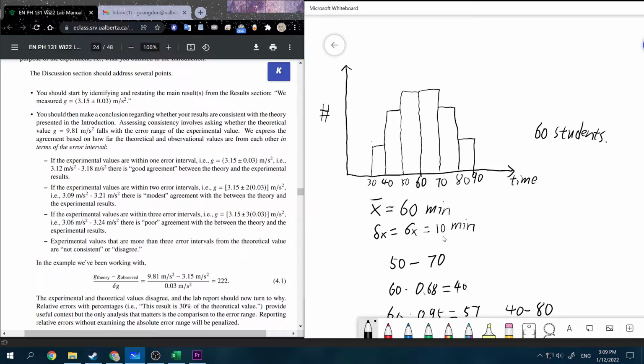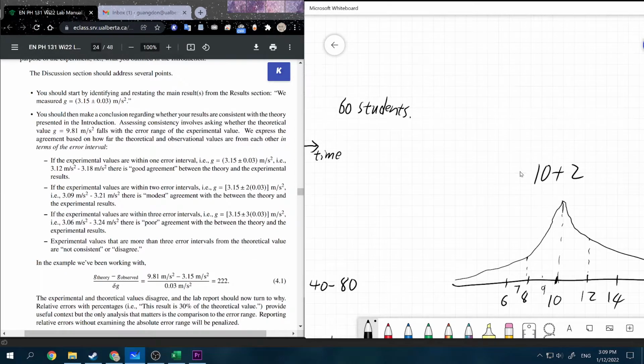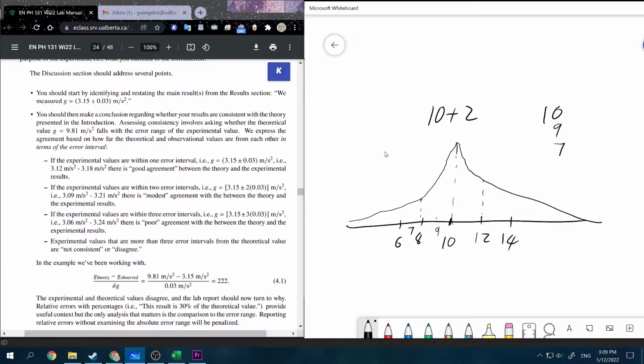So this standard deviation of the error is actually a measure of the spread of your data. So if it's within 2 standard deviations but above 1 standard deviation, we say it's a modest agreement. And then if it's after 3 standard deviations away, which is like this range or that range, then we say that it's very unlikely that our measurement is matching the theory. So we say that there's a poor agreement between the theory and the experimental result.